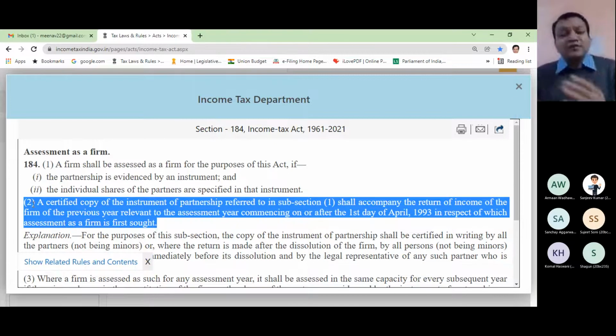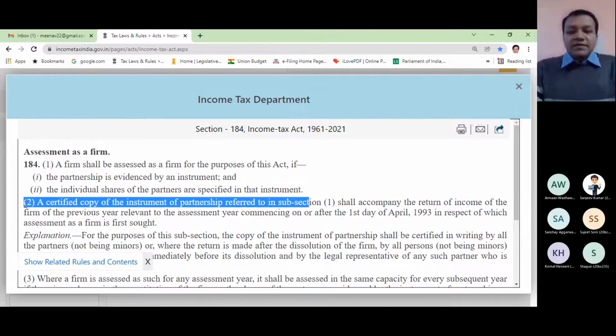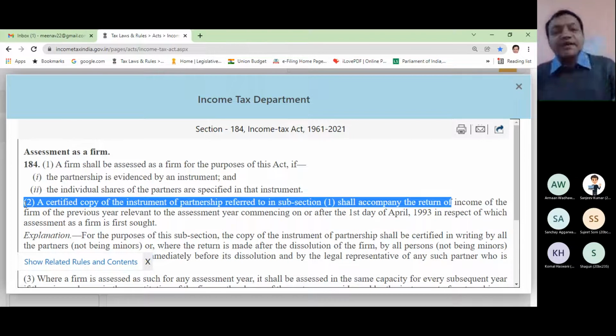Now in reality, when we file the return of income, we don't furnish any document. That is only theory which is written. Nowadays, when you file the return of income online, you are not supposed to attach anything, though it is written that a certified copy of the instrument of partnership deed referred to in subsection 1 shall accompany the return. In reality you don't accompany anything nowadays. So it's a condition only, but you must have that deed ready so that if later the department asks you to submit proof of that deed, you are in a position to submit it. So these are theory conditions only.